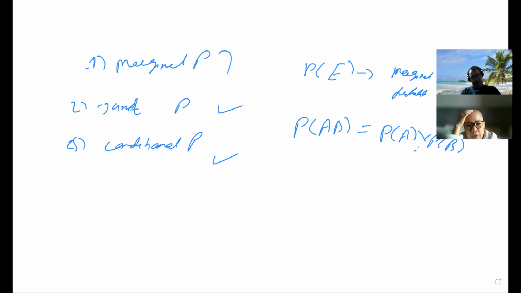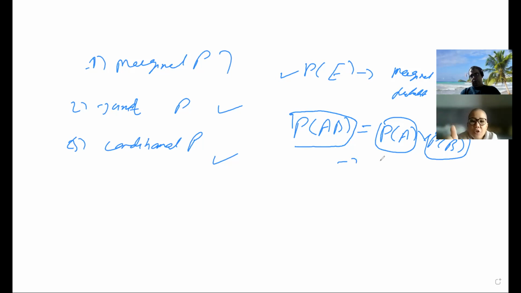The first one is a marginal probability. P(A) is a marginal probability, P(B) is a marginal probability. But P(A and B), having the probability of A and B together, is equal to P(A) into P(B). This is a joint probability.